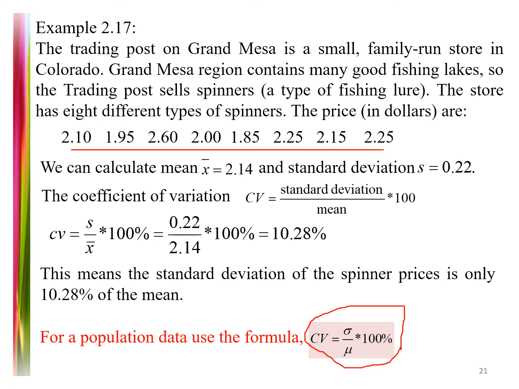For the sample mean, you can just apply the formula. We get the answer 2.14 and the sample standard deviation 0.22. Then next apply the coefficient of variation formula: 0.22 divided by 2.14 times 100, which is equal to 10.28 percent. We can interpret this value: the standard deviation of the spinners' price is only 10.28 percent of the mean. This is the interpretation. Similarly, for the population case, we can use the same formula.